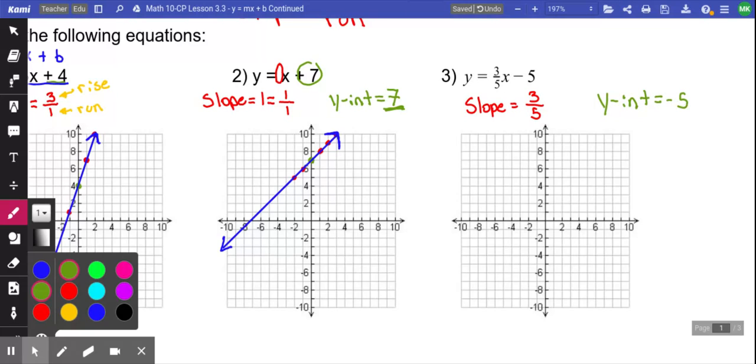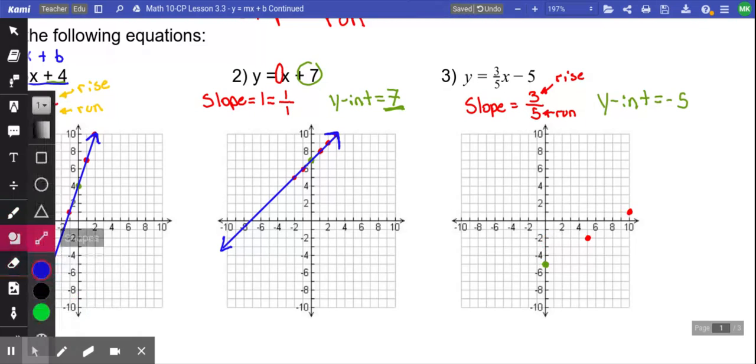So I'm going to go down here, start at negative 5. I'm then going to use my slope to go up 3, right? Rise 3. 1, 2, 3. And then run 5. And remember, we always are going up and to the right. So it'd be run 1, 2, 3, 4, 5, right there. If you tried to do this another time, you go up 3, 1, 2, 3, and over 5, 1, 2, 3, 4, 5. You have another second dot there.